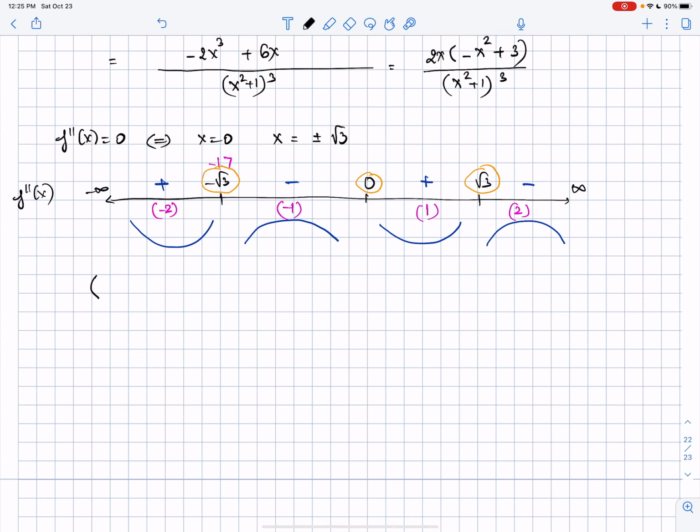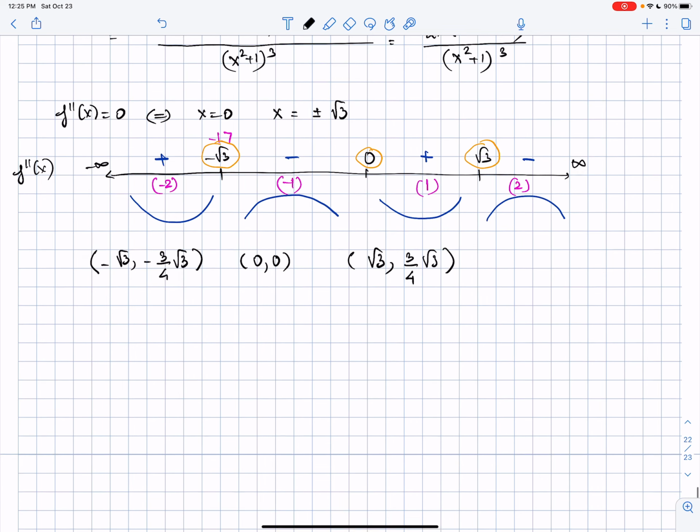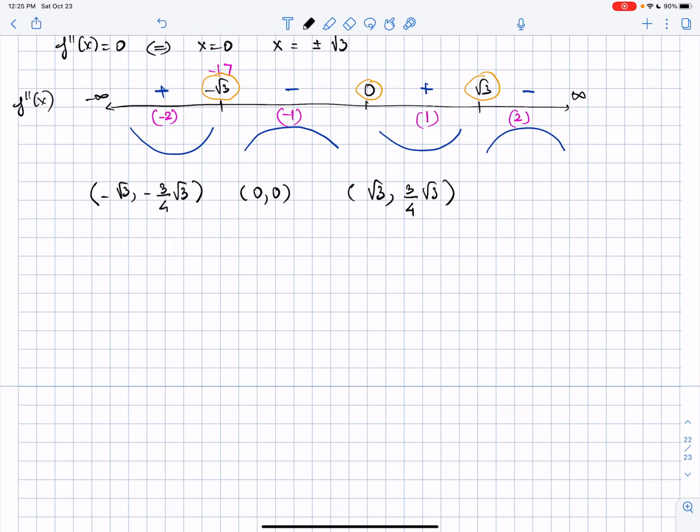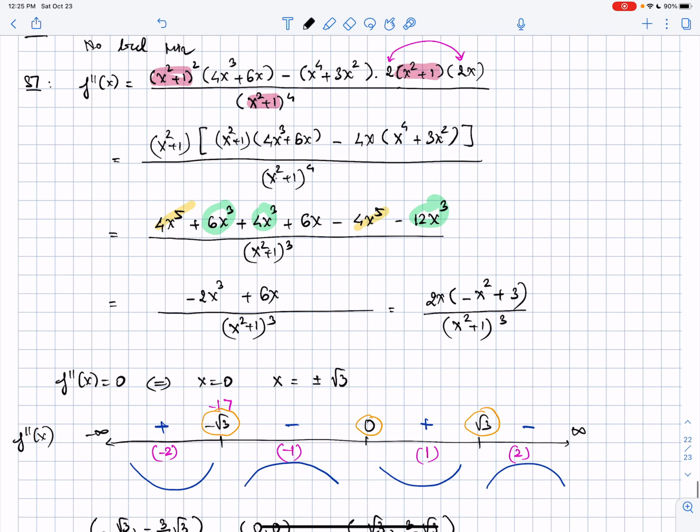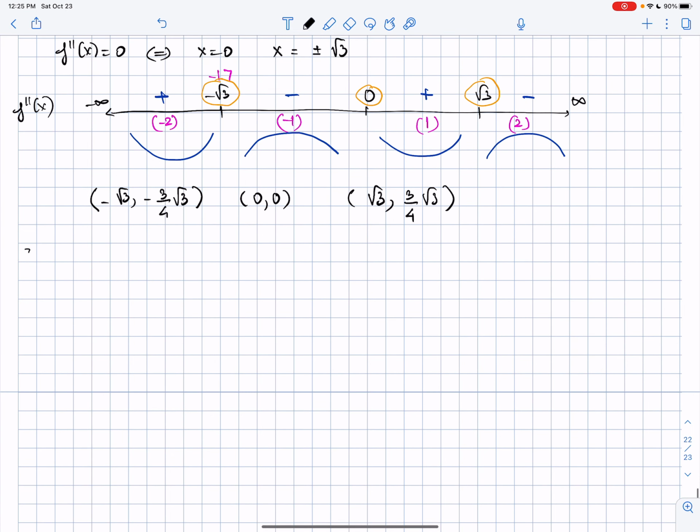So when you plug in negative square root of 3, you will get negative 3 over 4 square root of 3. Input the 0 into the function, you will get 0. And when we input square root of 3, we will have 3 over 4 square root of 3. So these are the inflection points. Now the last step is step number 8. We will do the graph.